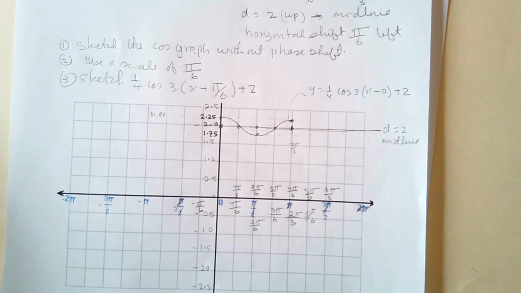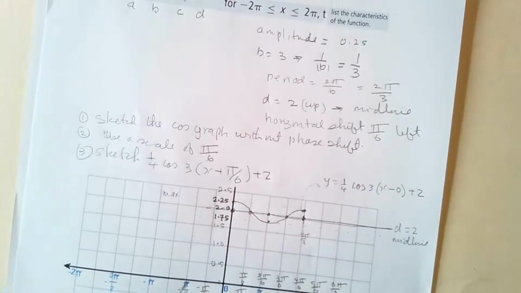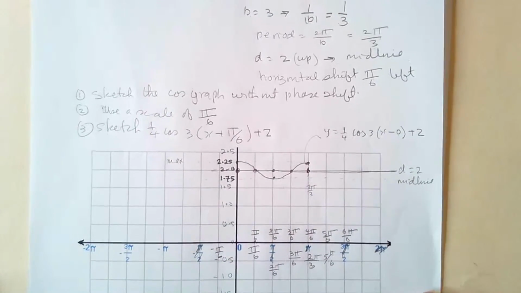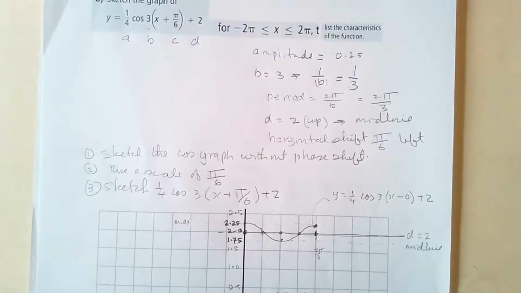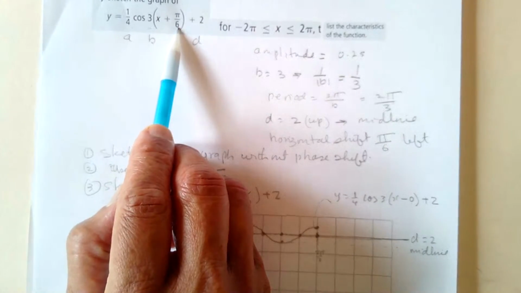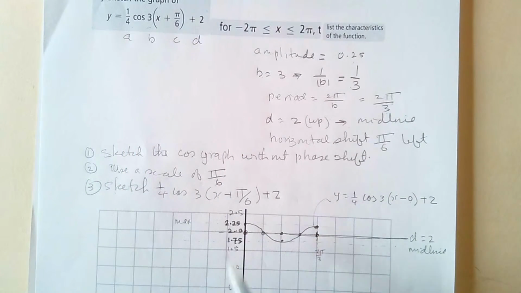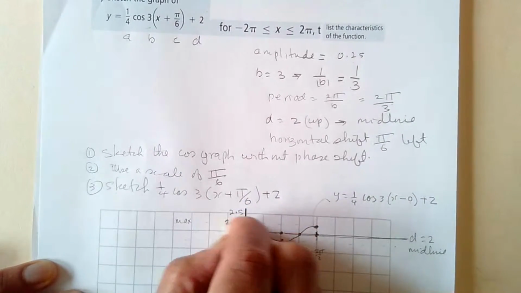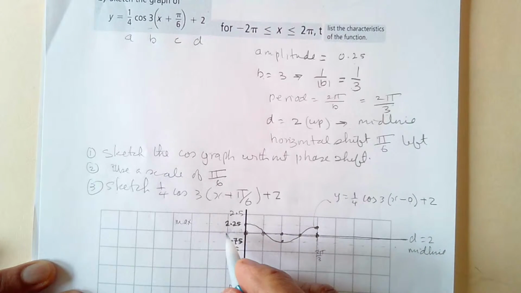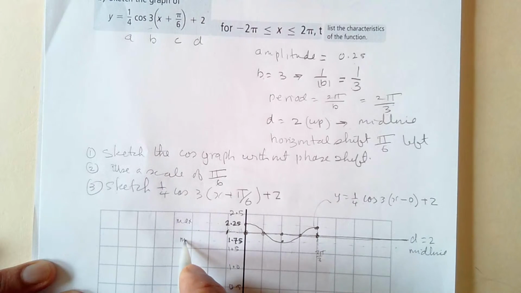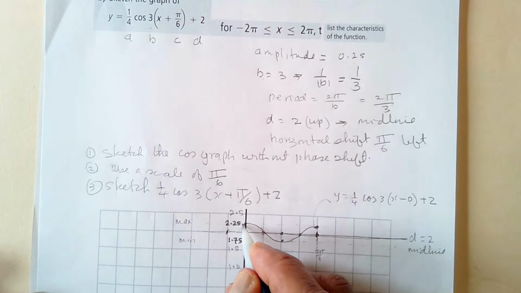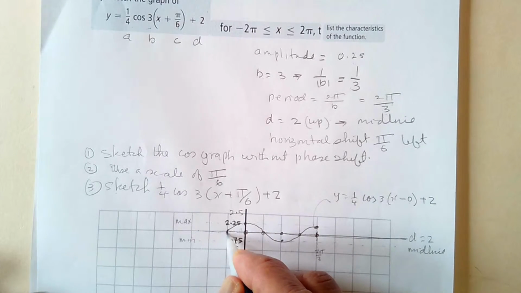Now, what did it tell us? They want this graph to shift pi over 6 units to the left. So pi over 6 units is down here. I'm going to remove this from here because, as we know, this is 2. So pi over 6 is right down here, because this is our new midline. So this is our minimum here. This is our midline.